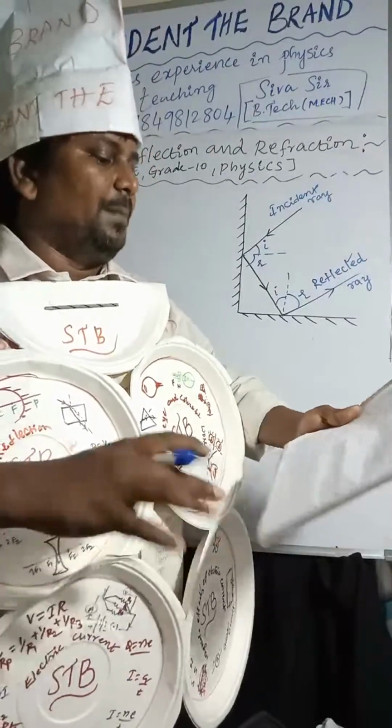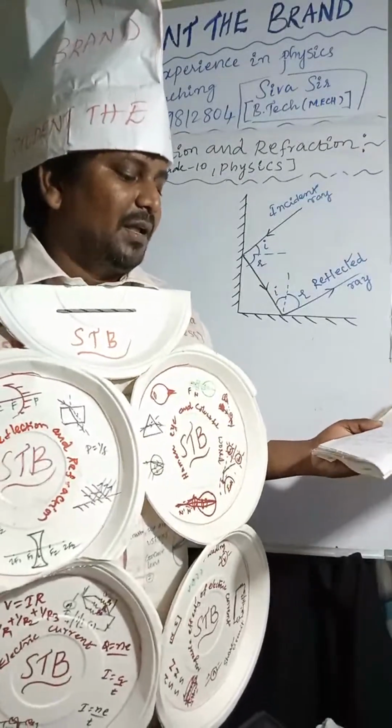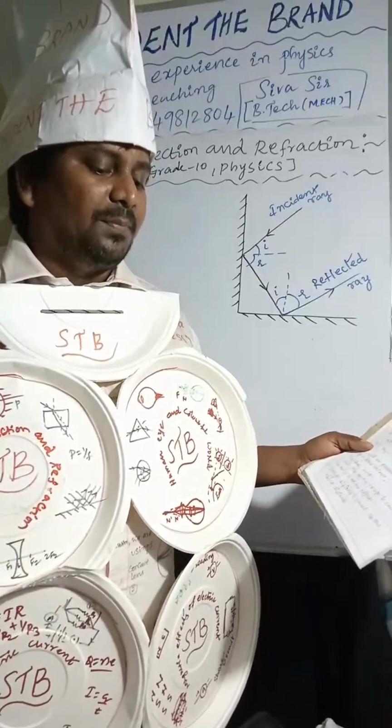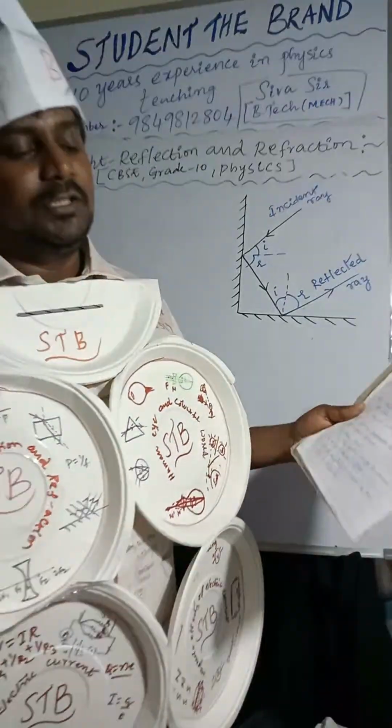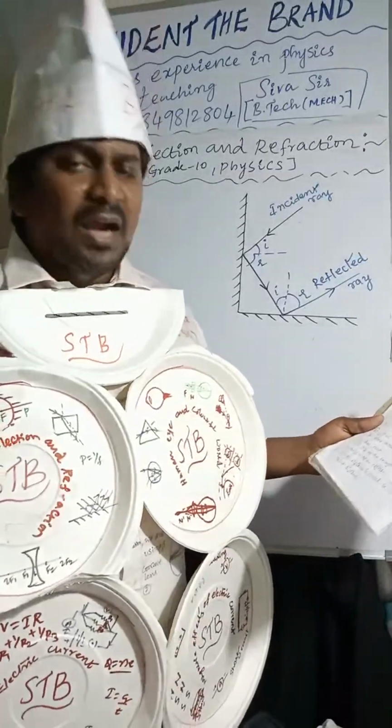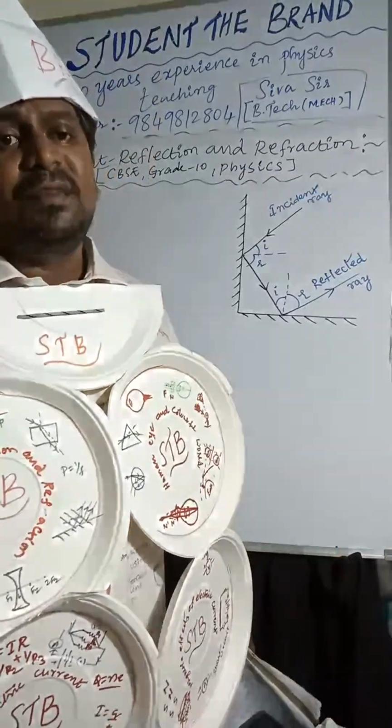Okay, so what are the properties of the image formed by the plane mirror? This is also a very important question. The image formed by the plane mirror is virtual, erect and same size. And magnification, very important.